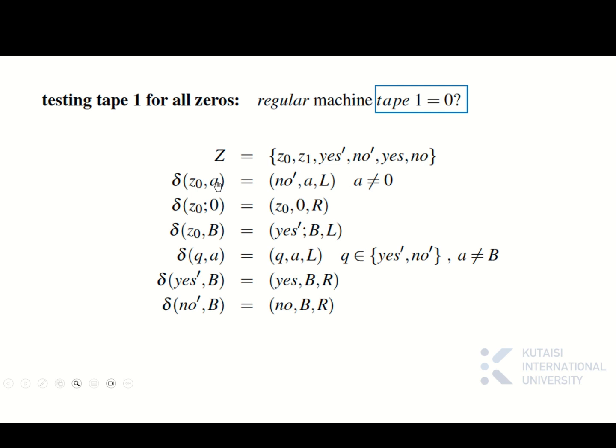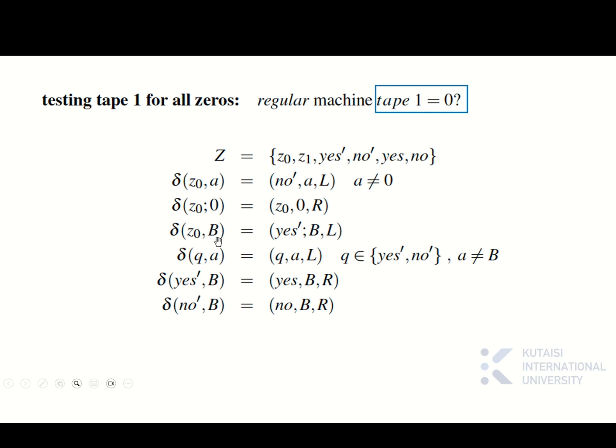So I'm checking whether the whole thing is 0. If A is non-zero, so I know already that it is, I go to state no prime. I write nothing, basically, so I erase A, write A again and go left. Now if I read 0, I stay in the same state, overwrite 0 with 0 and go right. I have to check the next cell. I do it all the way, going right reading 0, 0, 0, 0. If it encounters non-zero, it will go to no prime, but otherwise it continues until it reaches blank.